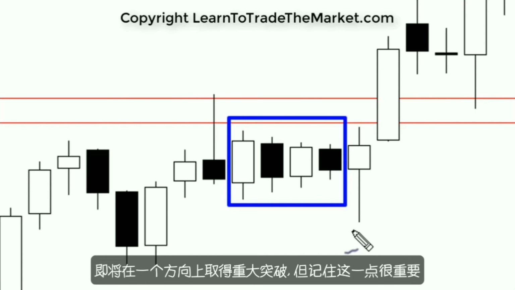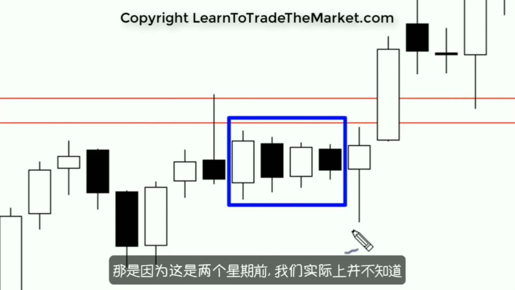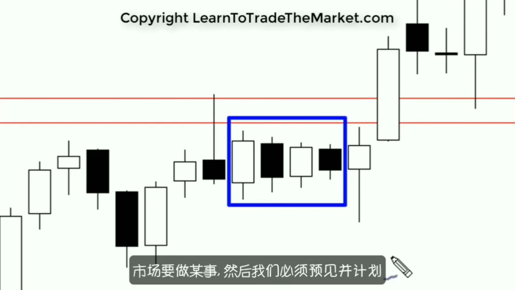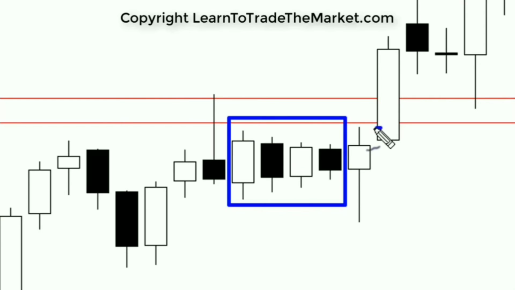But it's important to remember that because this was 2 weeks ago, we didn't actually know which way the market was going to break out at that time. So it's kind of a point where the market's about to do something, and then we have to anticipate it and plan the trade from there.